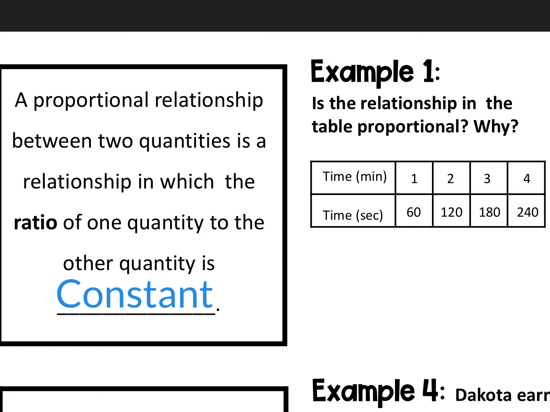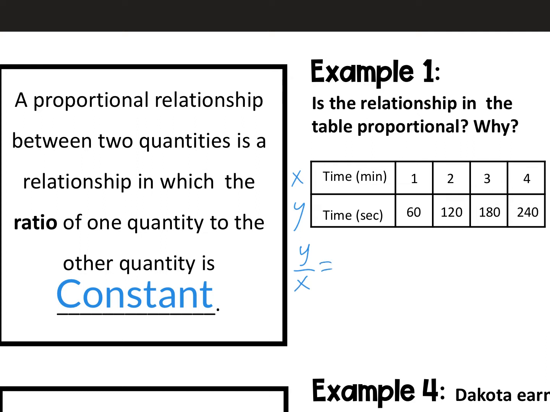In example 1, we want to know, is the relationship in this table proportional? Why or why not? If we go back to 6th and 7th grade, we learned that the rate of change is always change in y over change in x. So, to keep consistent, we're going to make our ratio the y value over the x value.